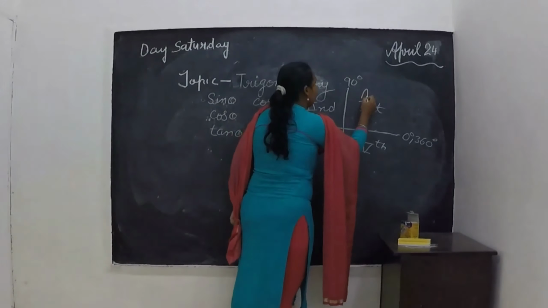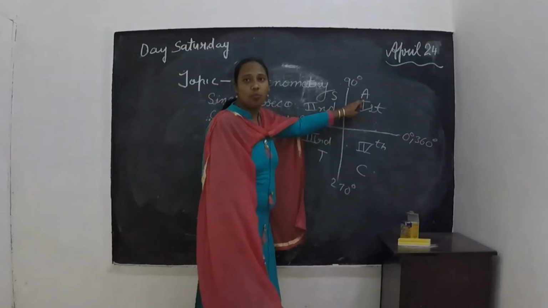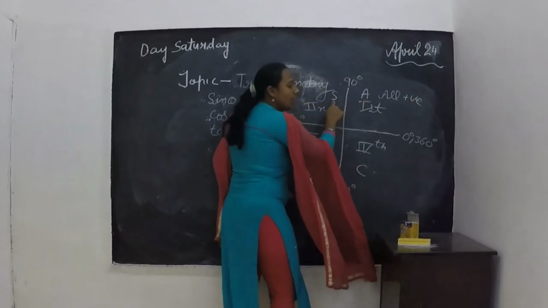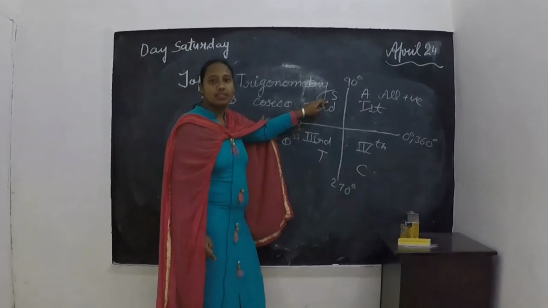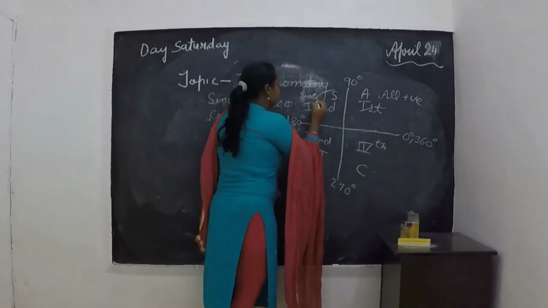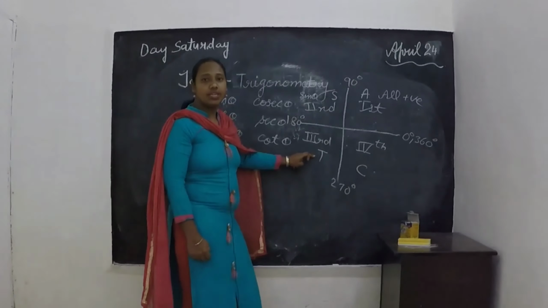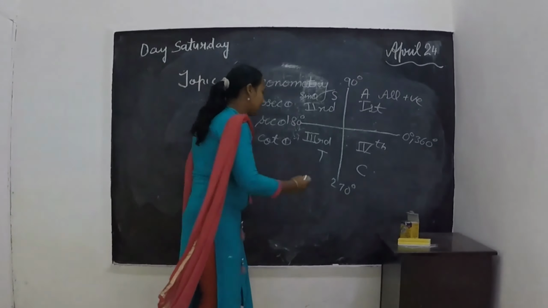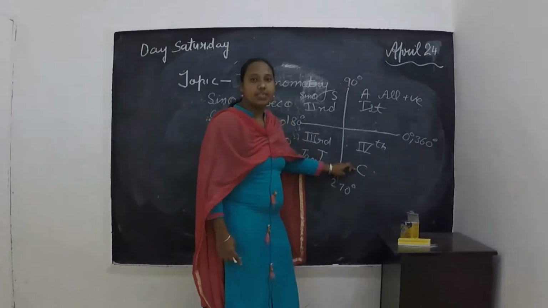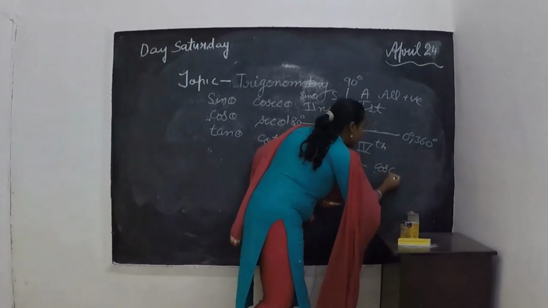First of all, here is A, S, T, C. A means all positive. All angles are positive. Here S means sine and its reciprocal cosecant theta will be positive and others are negative. Here T means tangent theta and its reciprocal cot theta will be positive and others are negative. Here C means cos theta and its reciprocal secant theta will be positive and others will be negative.